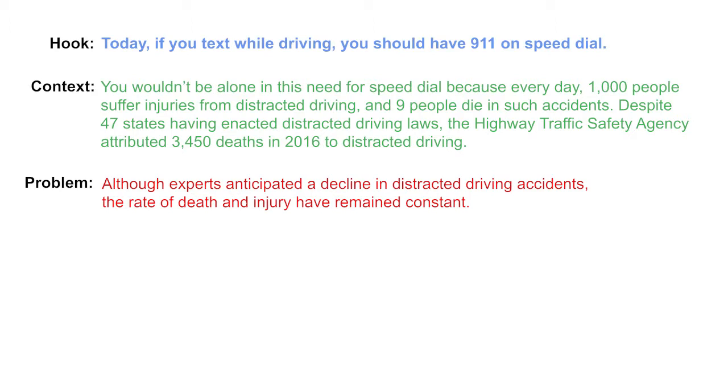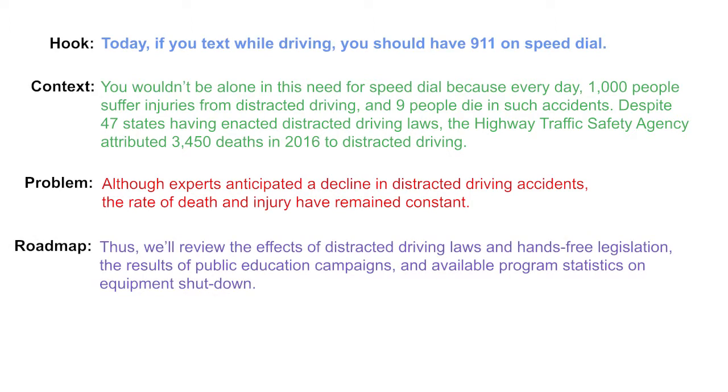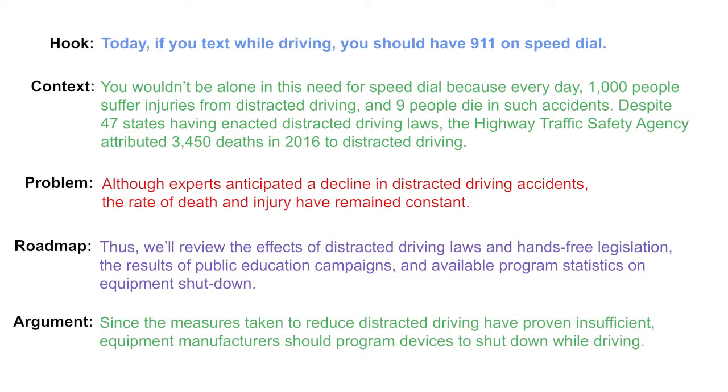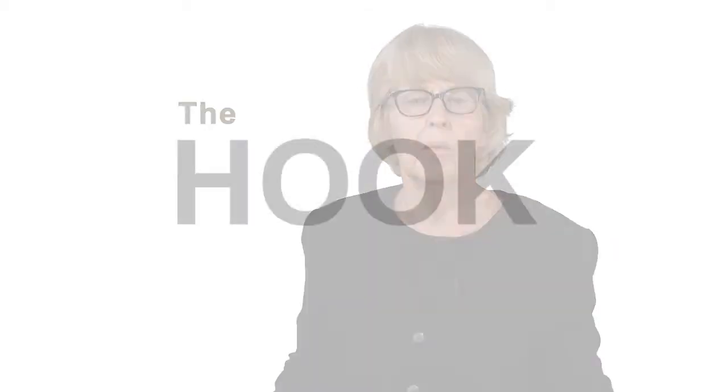The problem in red reads, although experts anticipated a decline in distracted driving accidents, the rate of death and injury have remained constant. The roadmap in purple reads, thus we'll review the effects of distracted driving laws and hands-free legislation, the results of public education campaigns, and available program statistics on equipment shutdown. The argument in green reads, since the measures taken to reduce distracted driving have proven insufficient, equipment manufacturers should program devices to shut down while driving. So now that we've put together an introductory paragraph with an example, let's focus on the first element, the hook.